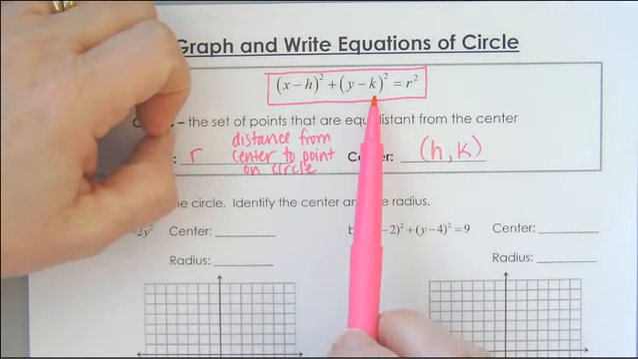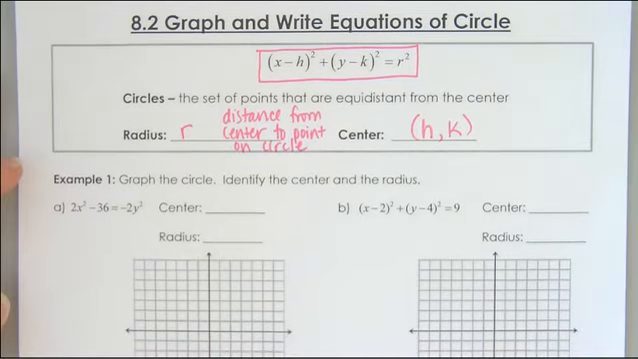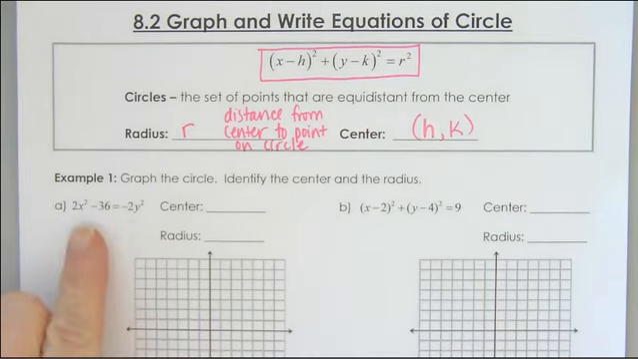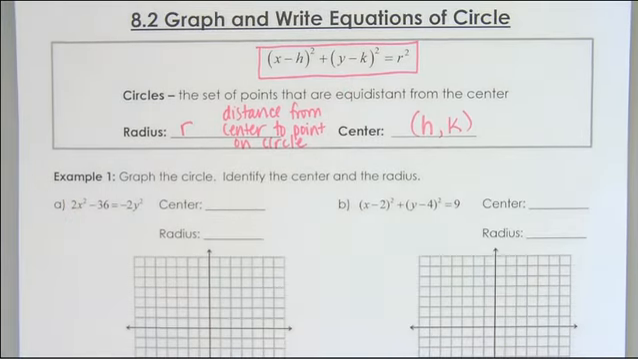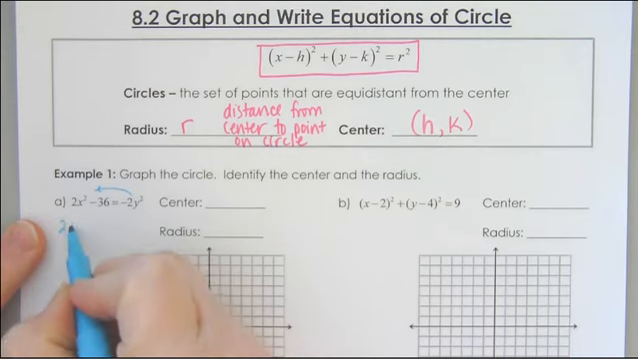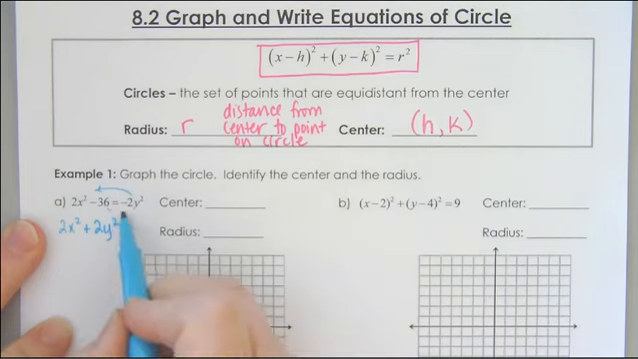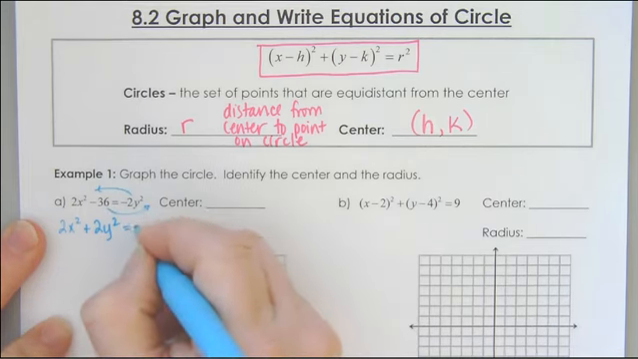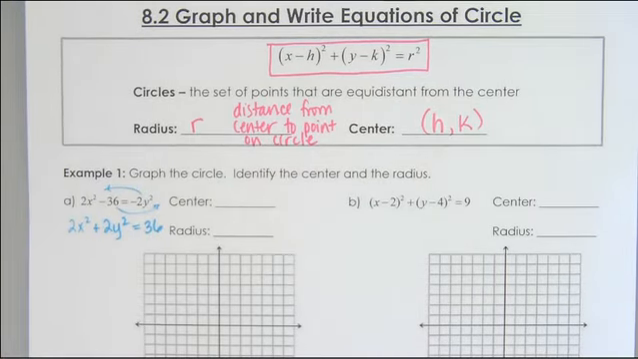All right, let's try a couple of these. Our first problem shows us that we have an equation 2x squared minus 36 equals negative 2y squared. This is not in the right order, so we're going to put it into the same order as our formula up there. First, I'm going to add this 2y squared over to this side. So I've got 2x squared plus 2y squared, and then I'm going to subtract this 36 over to the right, equals 36. I did not show all my work right there, so hopefully that makes sense.